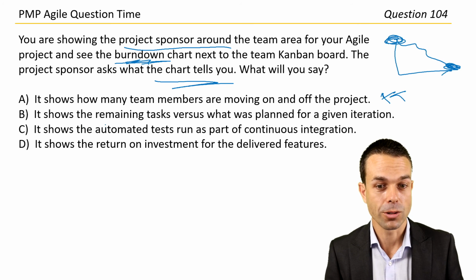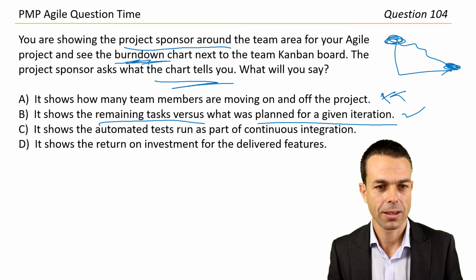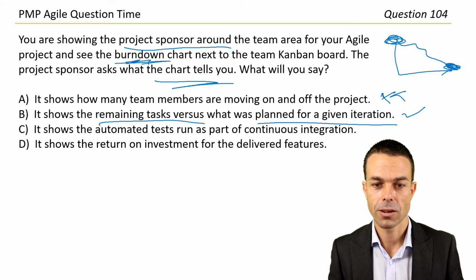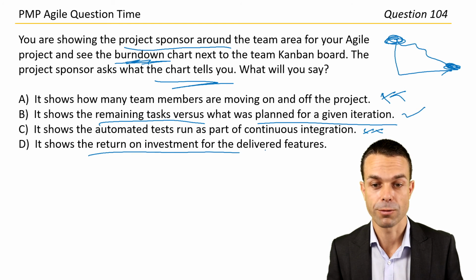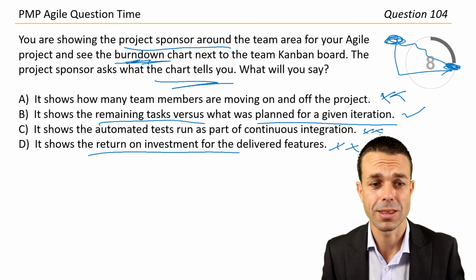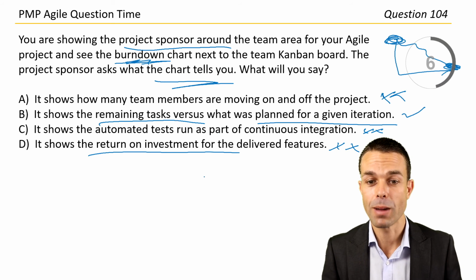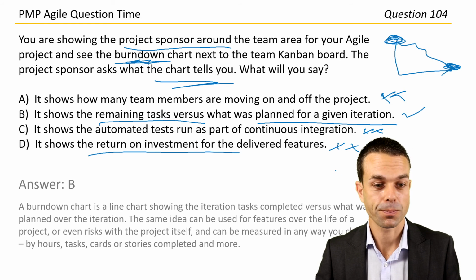So it shows the remaining tasks versus what was planned, potentially. It shows the automated tests run as part of continuous integration? No. It shows the return on investment for delivered features? No. So the one that matches up with that description the best is answer B, remaining tasks that were planned for a given iteration. Let's go with answer B.